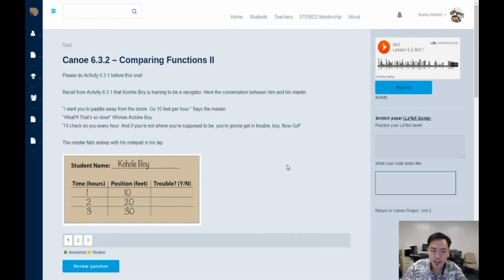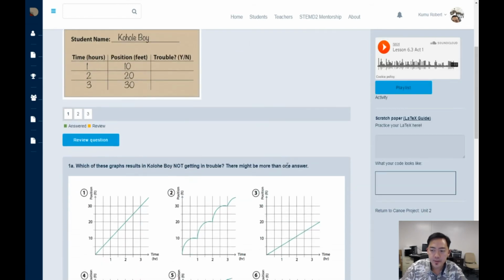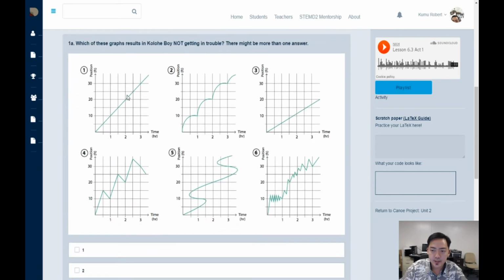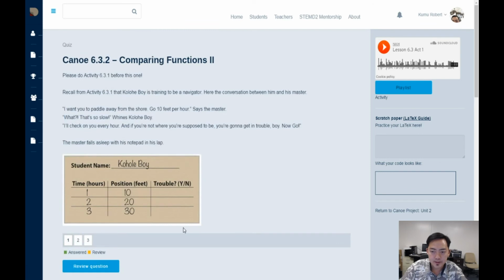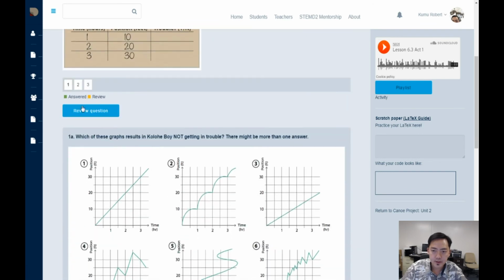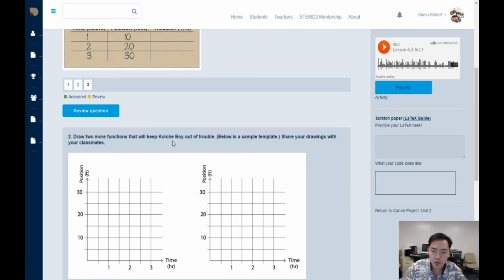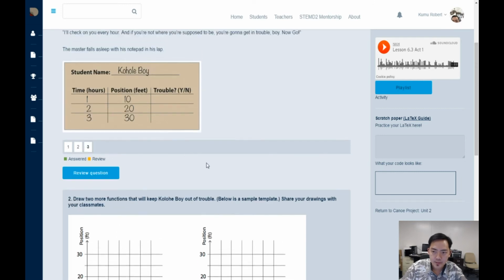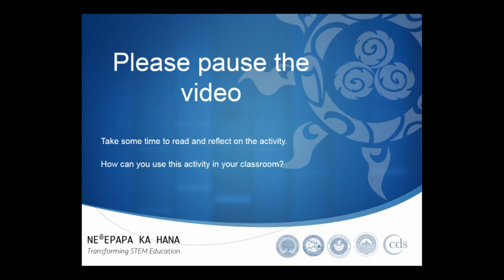In this activity, we're still looking at Kalohe Boy and his master, but instead we're going to be looking at these graphs. And we want to figure out which of these graphs match the table up here. We will also try to draw two more functions that will keep Kalohe Boy out of trouble. So we need two more functions that match this table. That's it for this activity. Please go ahead and pause the video and take some time to review and reflect on it. Let us know how you might use this activity in your classroom.